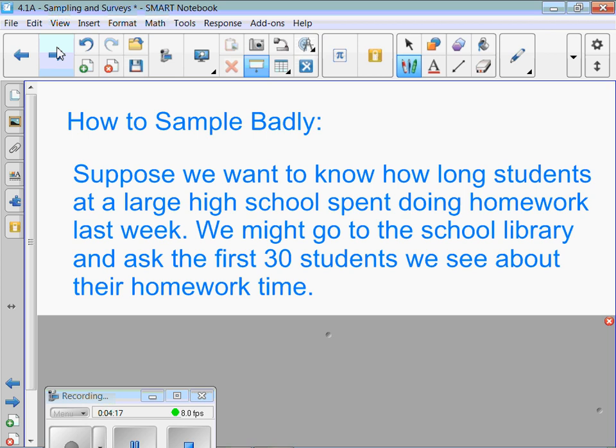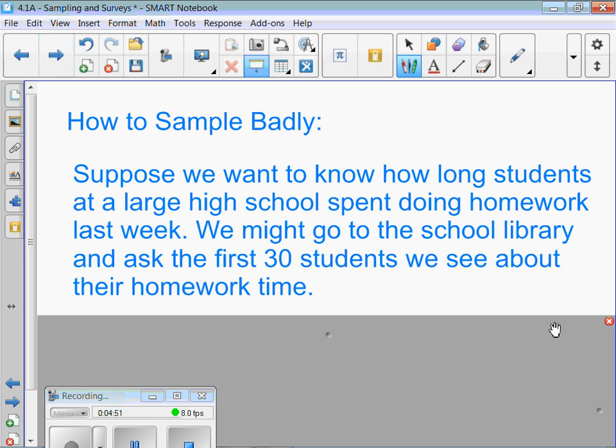Some ways that you can sample badly. And we will talk about these, so make sure you write them down. You want to know what these are. Suppose we want to know how long students at a large high school spent doing homework last week. So we go to the library and we ask the first 30 students that we see about their homework time. Why is this bad sampling, you guys? So people who go to the library are more likely to be doing homework, I would guess, right, than those who aren't going to the library.